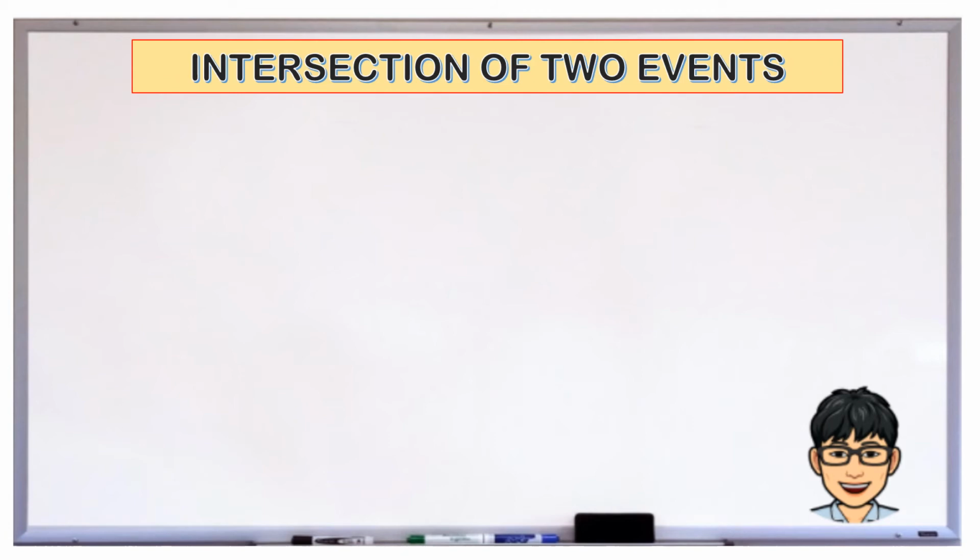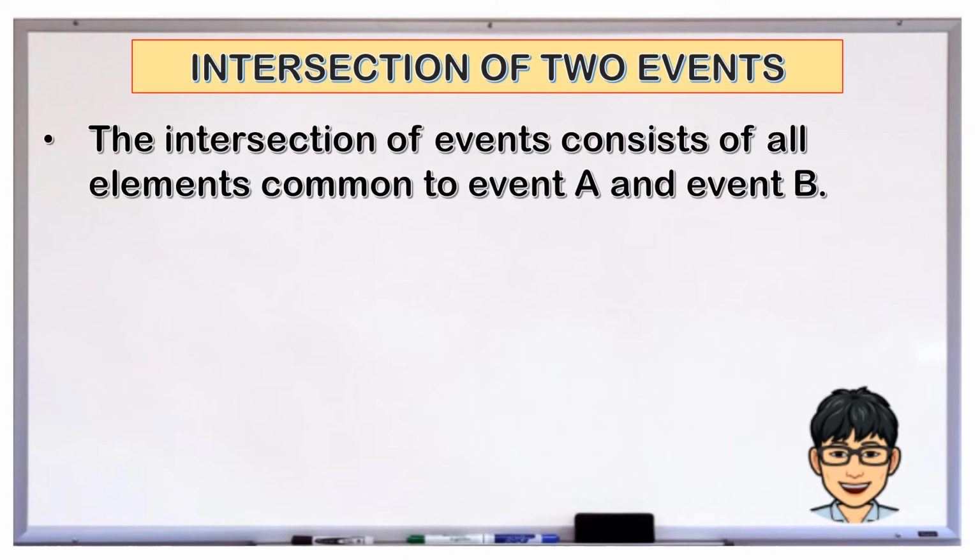Next, intersection of 2 events. The intersection of 2 events consists of all elements common to event A and event B, and it is denoted by this symbol and can be read as A intersection B. Sa intersection of two events naman, hinahanap natin dito ang mga elements na parehong present sa dalawang events.